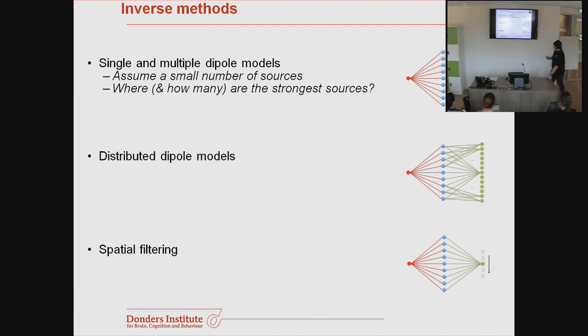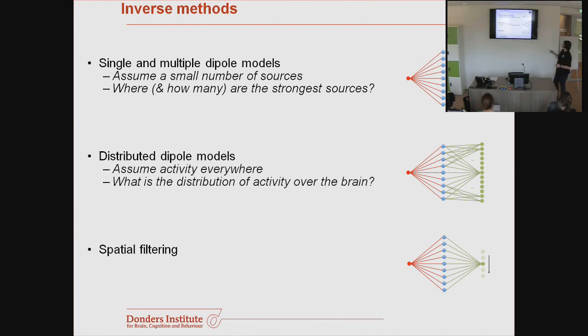In distributed modeling you have the same situation, but in this case you say, I assume activity everywhere, and by that assumption I will not only reconstruct my source that is here, but also all other activity at once. So the question you ask is, what is the distribution of activity over the entire brain?